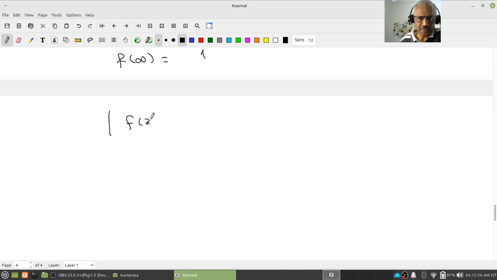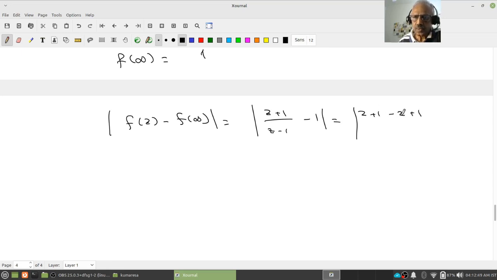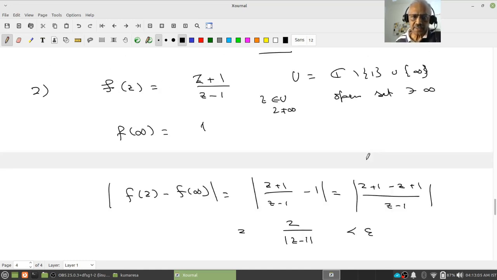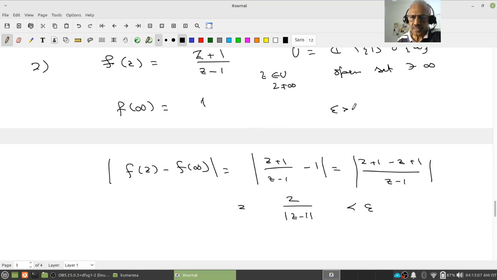I have to estimate mod of f of z minus f of infinity, which is mod of z plus 1 by z minus 1, minus 1, that is equal to mod of z plus 1 minus z plus 1 by z minus 1, which is equal to 2 by mod z minus 1, right? So what I want is that this fellow should be less than epsilon. So if I want to prove continuity, somebody has already given me epsilon positive, and I want to find conditions on z so that this fellow is less than epsilon.